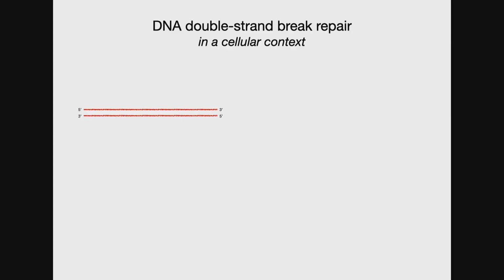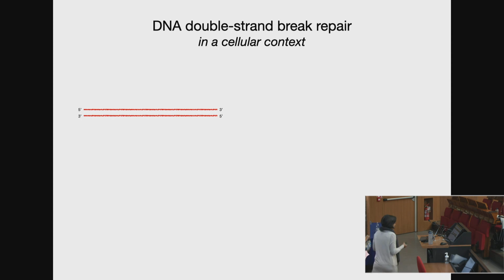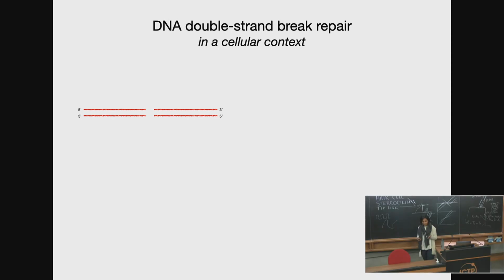All right, so the type of DNA damage I'm going to tell you about today is a double-strand break. Now, what is a double-strand break? Well, it's quite simple. It's when both strands of your DNA get broken. Now, this is one of the most lethal forms of DNA damage. If left unrepaired, it will eventually lead to cell death, but also underlies many pathologies, including cancer.